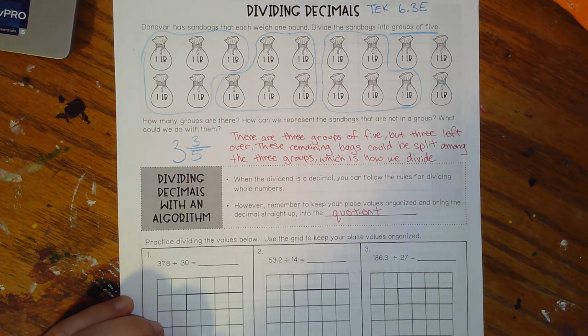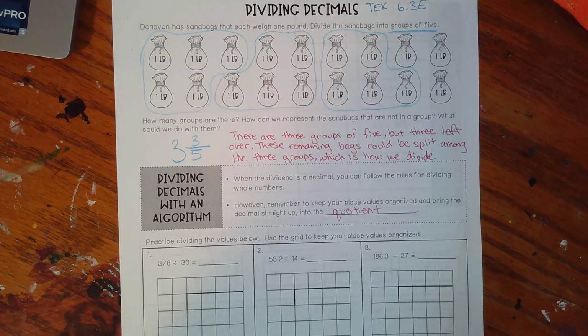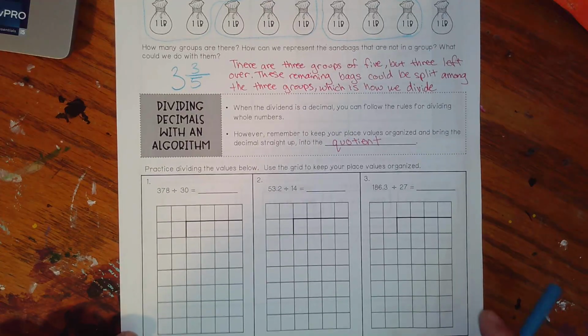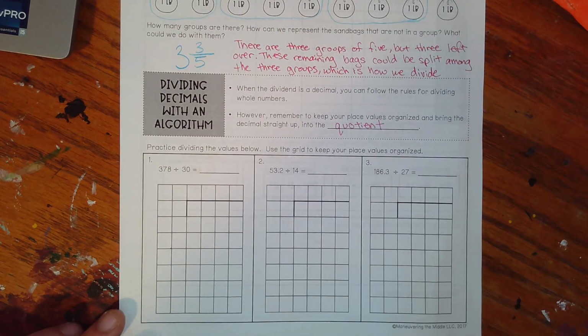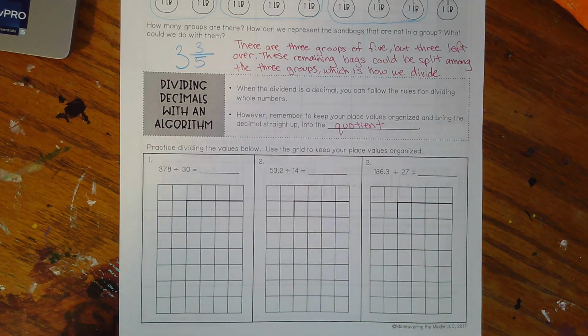So that's just a very, very quick breakdown of what we're looking for in terms of decimals, rational numbers, and fractions, right? We're not talking about percentages yet, but that's also another form of rational numbers. So we're going to be moving up just a little bit. We're going to talk about dividing decimals with an algorithm.